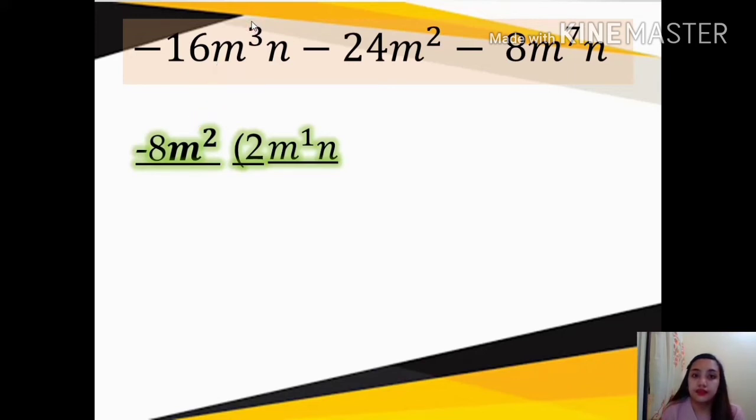Next, negative 24 divided by negative 8, you will get positive 3. Correct. Now, bakit walang katabi si 3? Bakit wala na akong nilagay? Kasi, when you divide m to the second power by m to the second power, subtract ang exponents, 2 minus 2, you will get 0. So, wala nang ilalagay sa tabi ni 3.